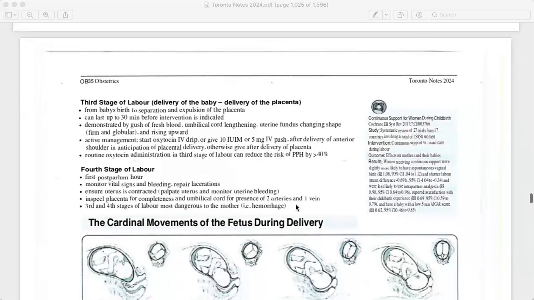Fourth stage, in the first postpartum hour, monitor vital signs and bleeding, repair lacerations and ensure the uterus is contracted and all of those things. And let's suppose they say the placenta is already out, make sure the whole placenta is out, the fetus is delivered, oxytocin is given. What is the next thing you are going to do?